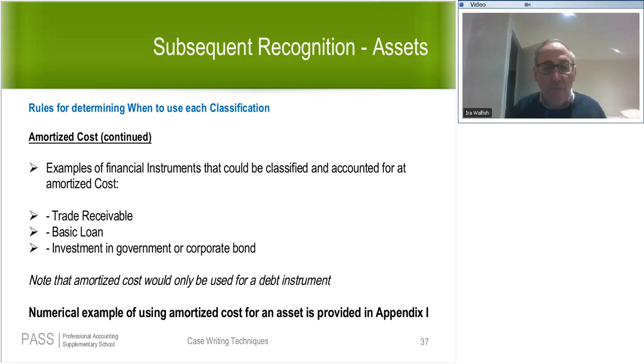Now, as I mentioned earlier, if you don't remember how to calculate amortized cost, please take a look at Appendix 1 at the back of the notes when you have a chance. Not right now, of course.